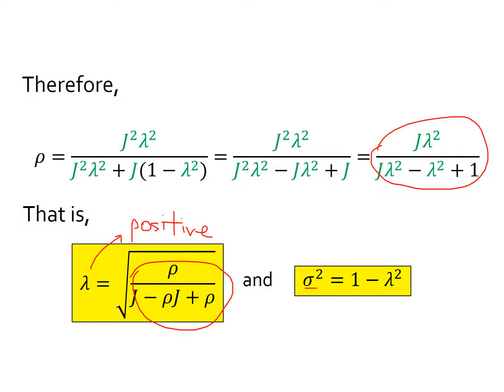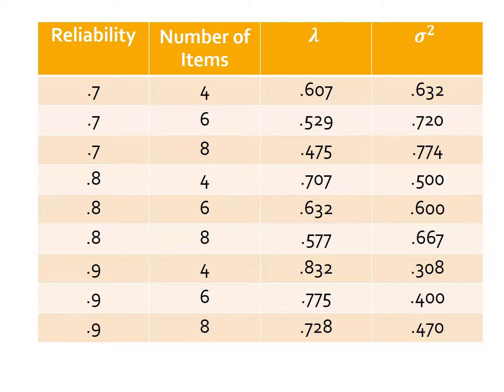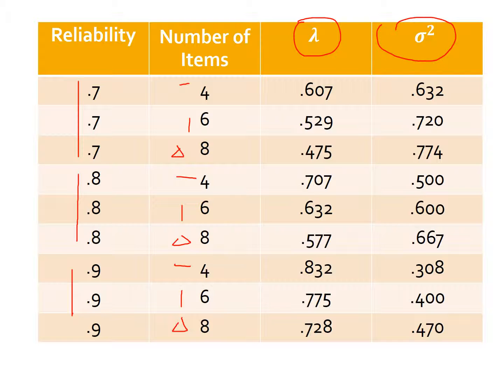Okay? So I substitute 0.7, 0.8, and 0.9 for rho, and for j, I substitute 4, 6, and 8. So I got this: 0.7, 0.8, 0.9, and 4, 6, and 8, right? And I get the values of lambda and sigma square.